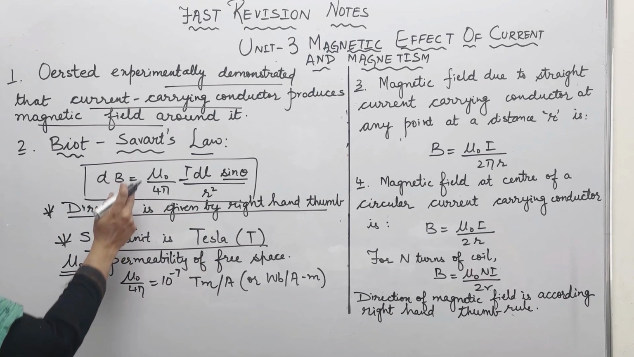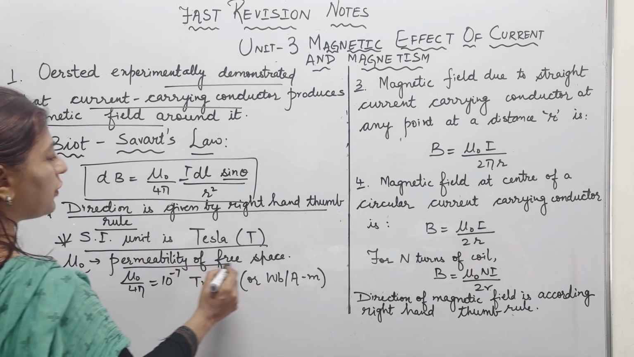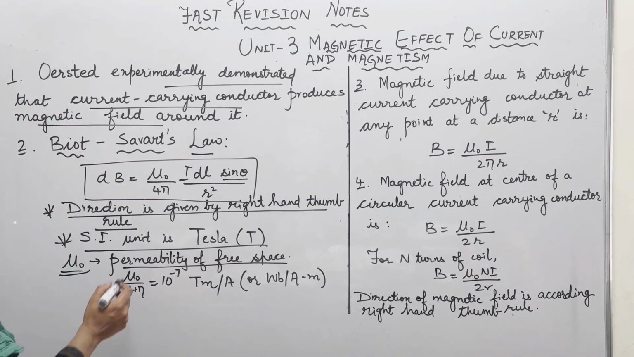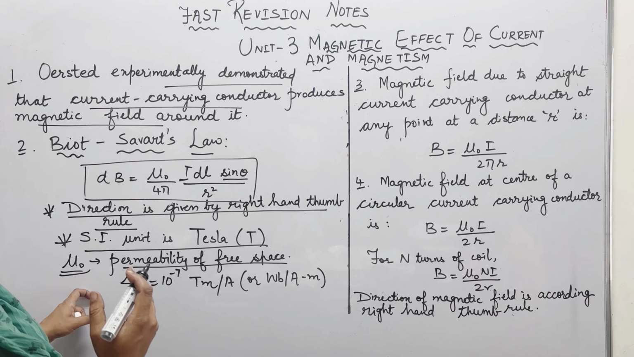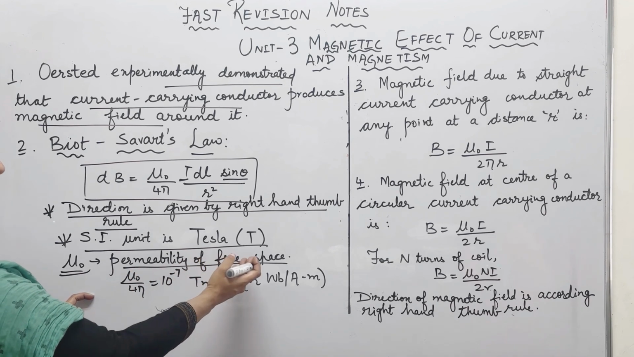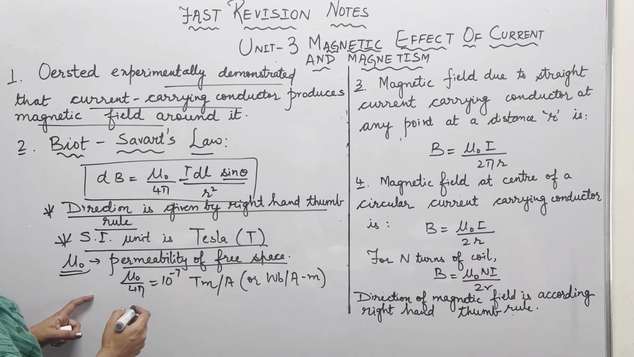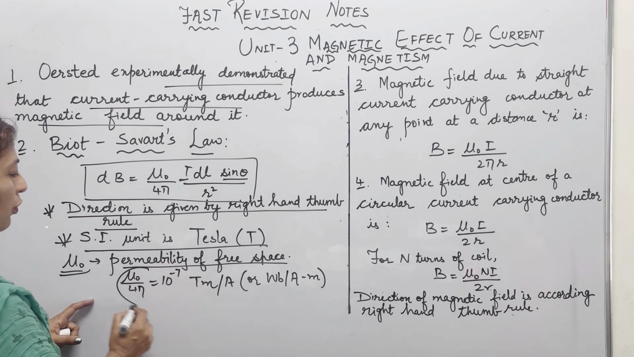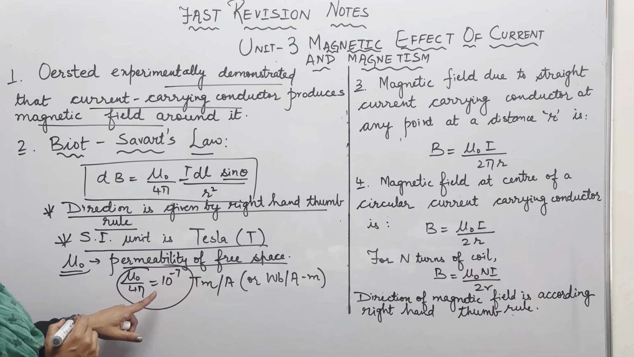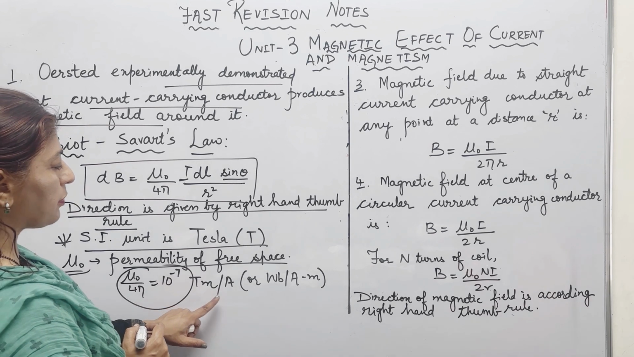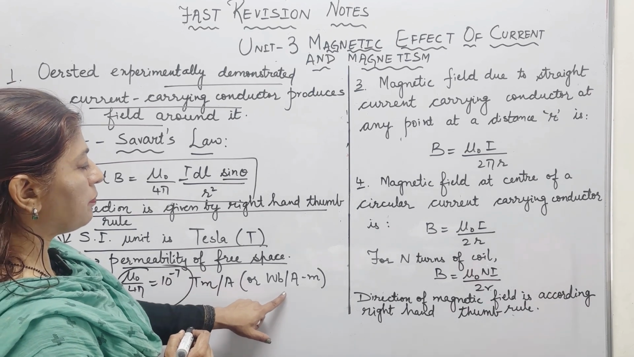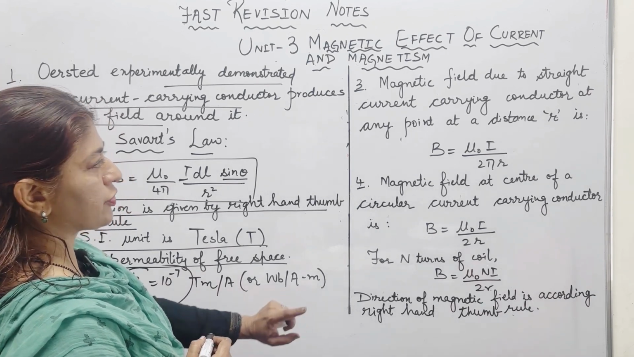Here mu naught is the permeability of the free space. Permeability means how many magnetic lines can pass through that medium, or if it is free space, how many lines can pass through the free space. The value of mu naught upon 4 pi is equal to 10 power minus 7, and the unit is Tesla meter per ampere or Weber per ampere meter.